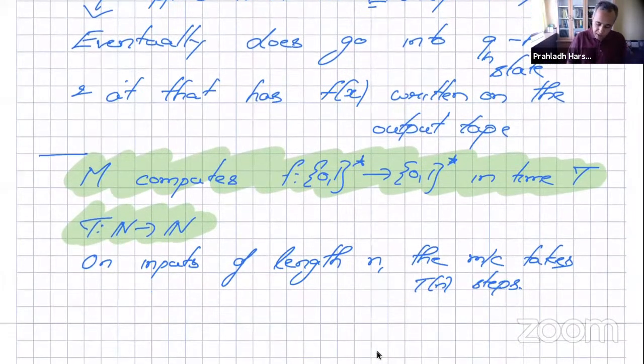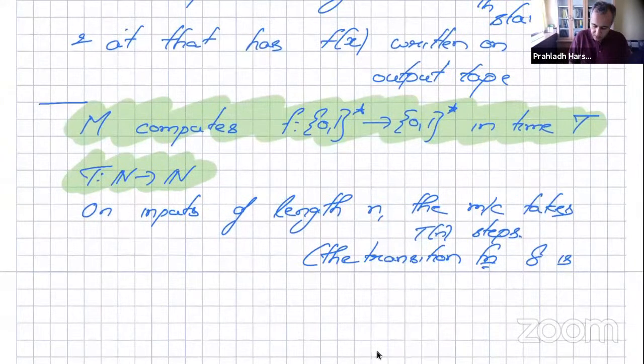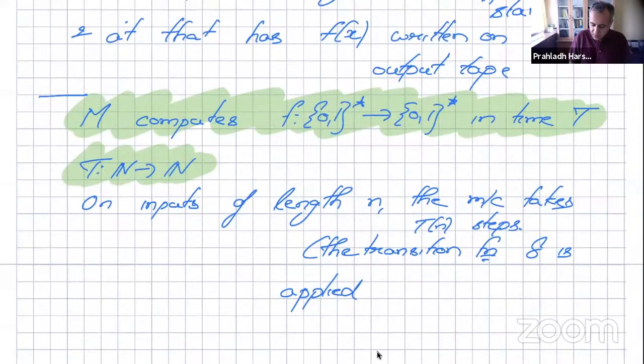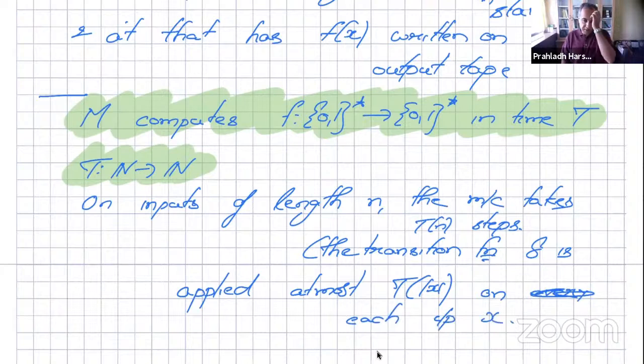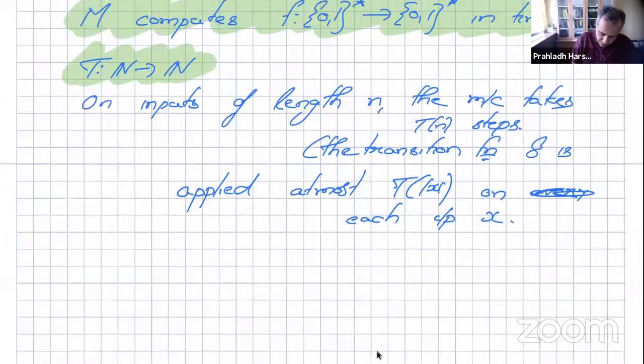It means the transition function delta is applied at most t(|x|) times on every input, on each input. That is, if you start off with x, not only does it halt, but it halts within t(|x|). This is the statement. Now, sometimes I not only say M computes a function, I'll further say M computes a function in a particular time t. So these are the various notions for this.